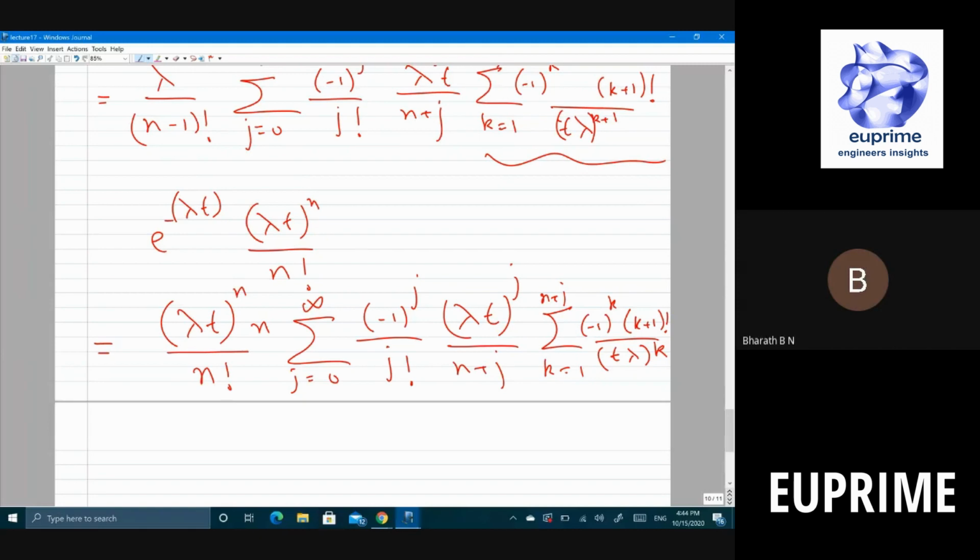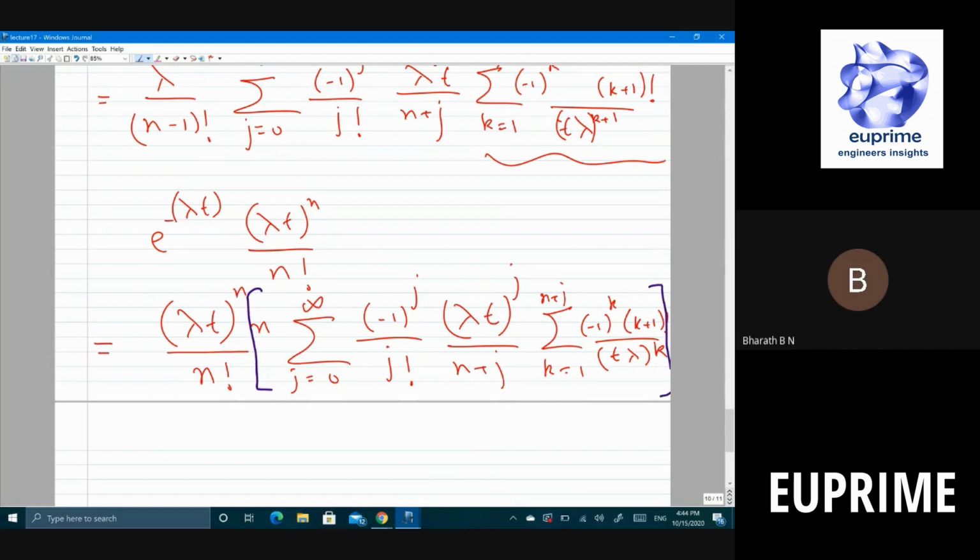Okay. So now all that you have to show is, well, this is crazy. I mean, nobody does this, but this entire thing is what? E power minus lambda t. Do you think it's e power lambda t? So let's check by putting value. No. You should not do that.